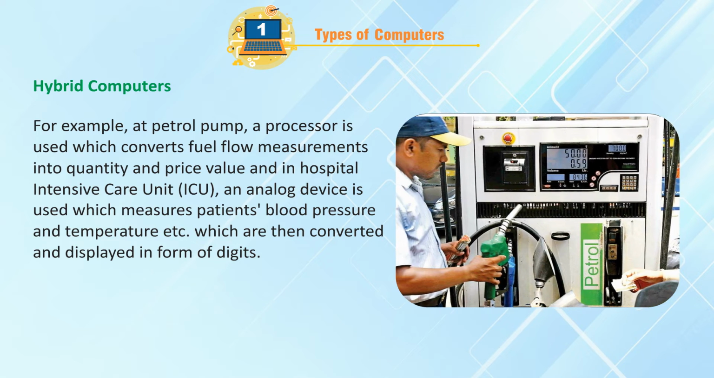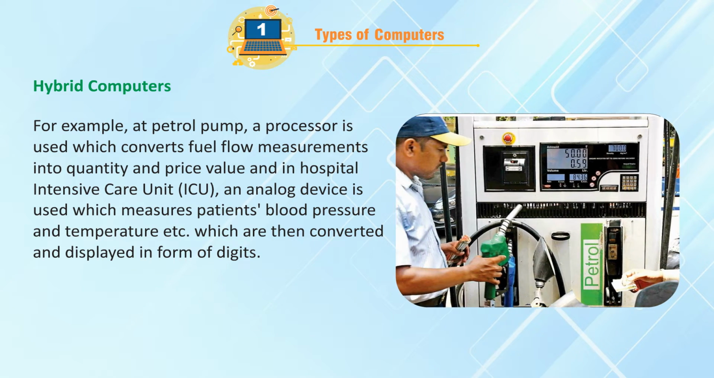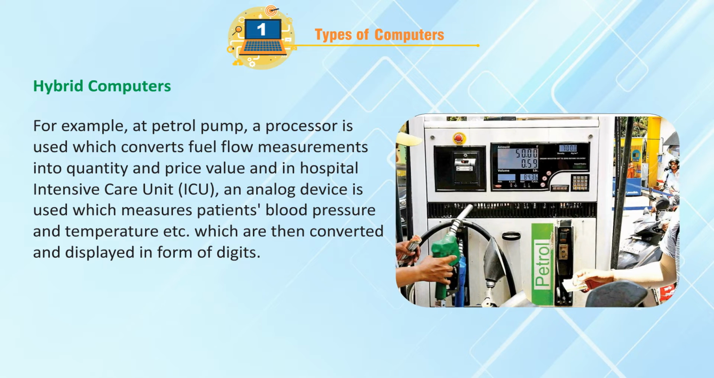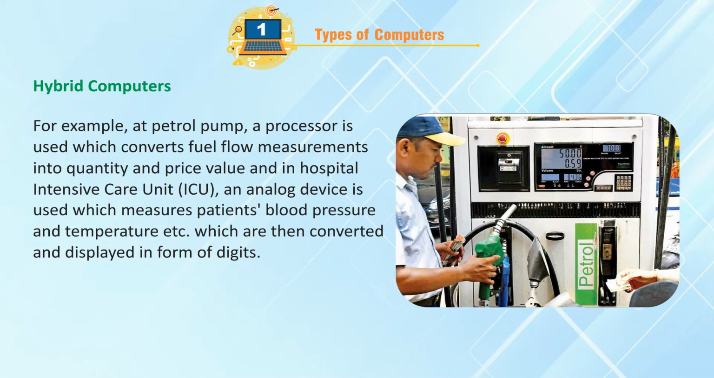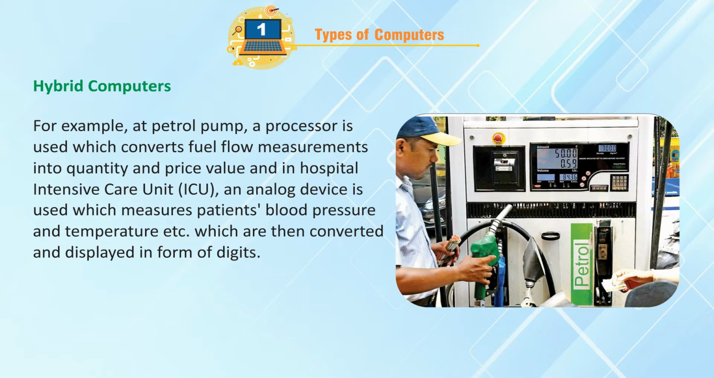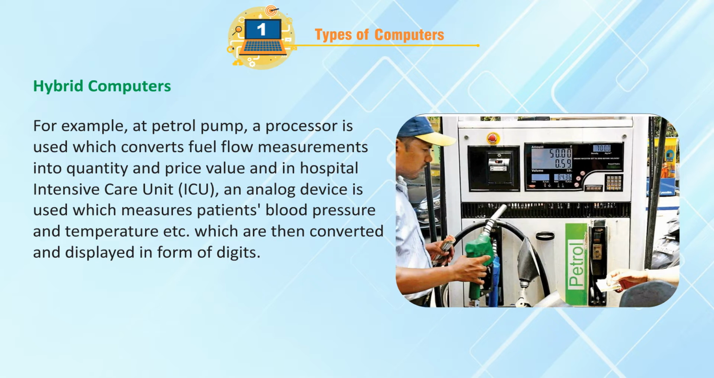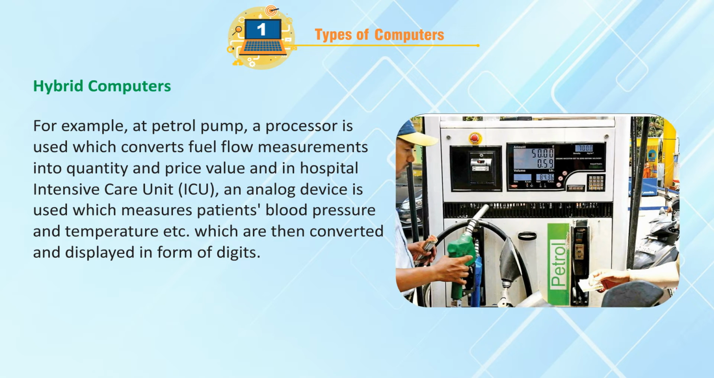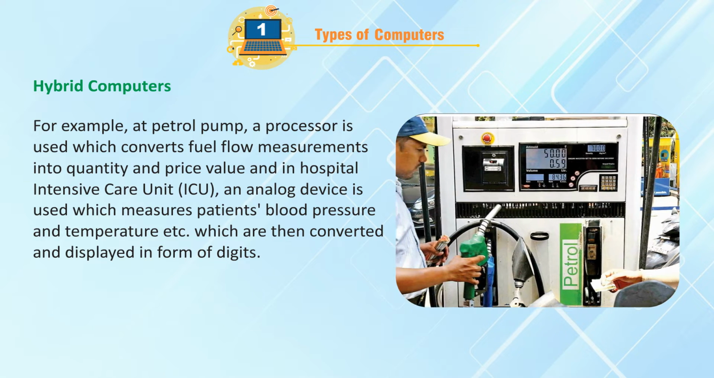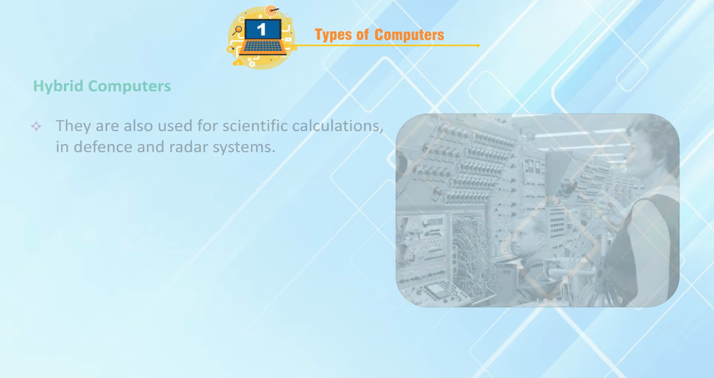For example, at petrol pump, a processor is used which converts fuel flow measurements into quantity and price value, and in hospital intensive care unit, an analog device is used which measures patients' blood pressure and temperature, etc., which are then converted and displayed in form of digits. They are also used for scientific calculations in defense and radar systems.